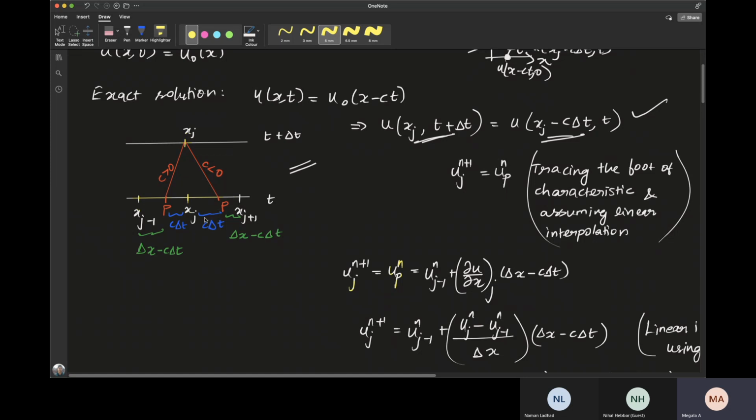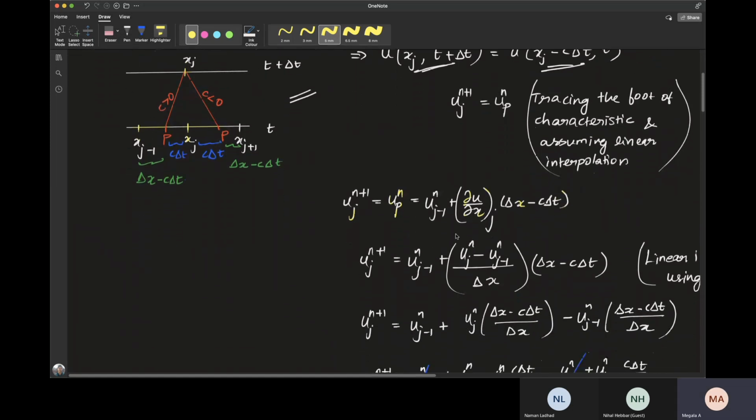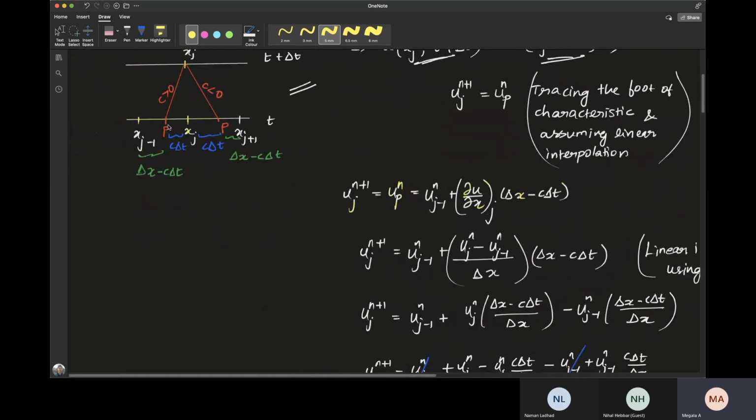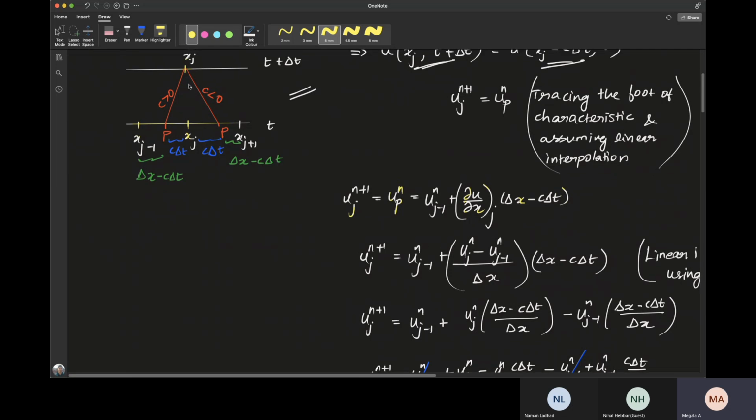So to find up at n, I'm using uj minus 1 and uj. That will be u at xj minus 1 plus dou u by dou x, and this distance is delta x minus c delta t. So that is going over here. Now I'm doing some linear interpolation using uj and uj minus 1, because I'm just considering this p and not the other p. For this p you have c greater than 0. Okay.